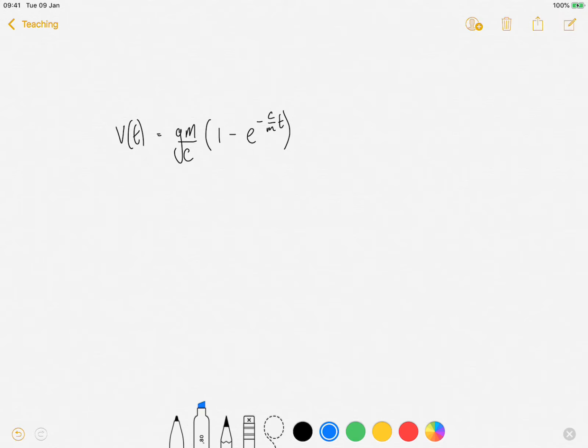In our previous example, we saw that the velocity of the falling object with respect to time, that's v(t), is equal to some gravitational acceleration multiplied by the mass of the object, divided by our drag coefficient, and that all multiplied by some functional form in the brackets on the right here. Now this equation represents an analytical or exact solution, and the reason why we call it this is because it satisfies the original ordinary differential equation exactly.